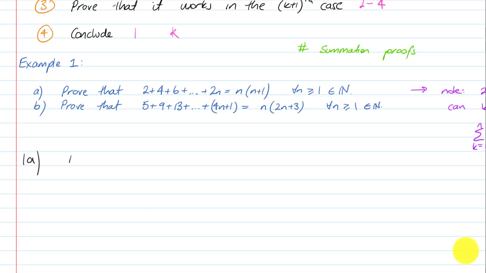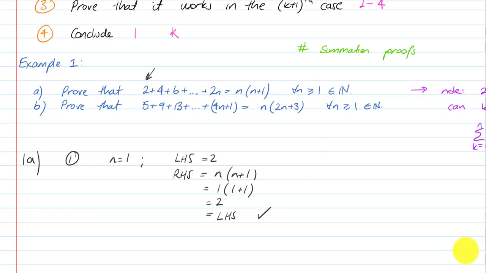Step 1. I'm going to prove for n equals 1. So in this case, n equals 1. The left-hand side is just the first term, which is equal to 2. 2 plus nothing. The right-hand side is equal to n times n plus 1, which is equal to 1 times 1 plus 1, which is also equal to 2. So it's equal to the left-hand side, and I've proven it's true.